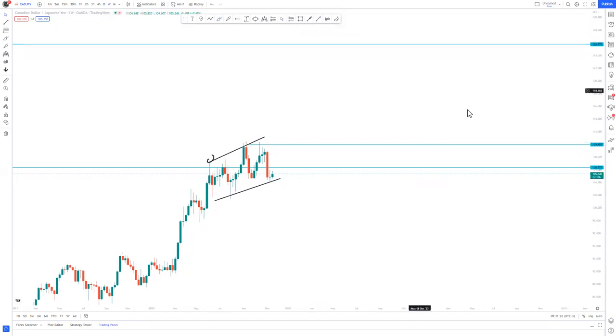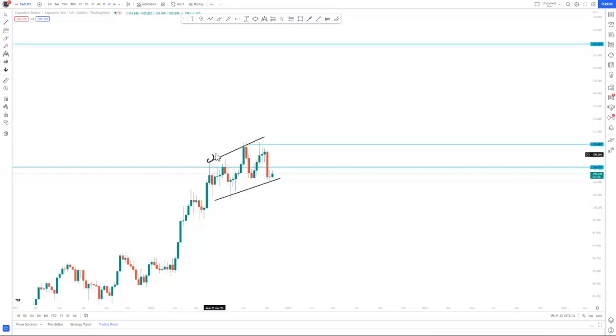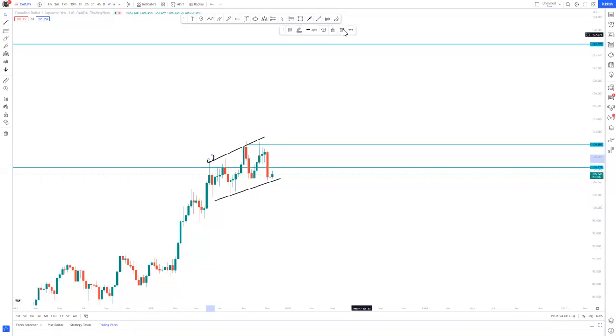We are running out of time. We are left with 10 minutes on the Zoom session. Okay, so now we're going to go to the daily.